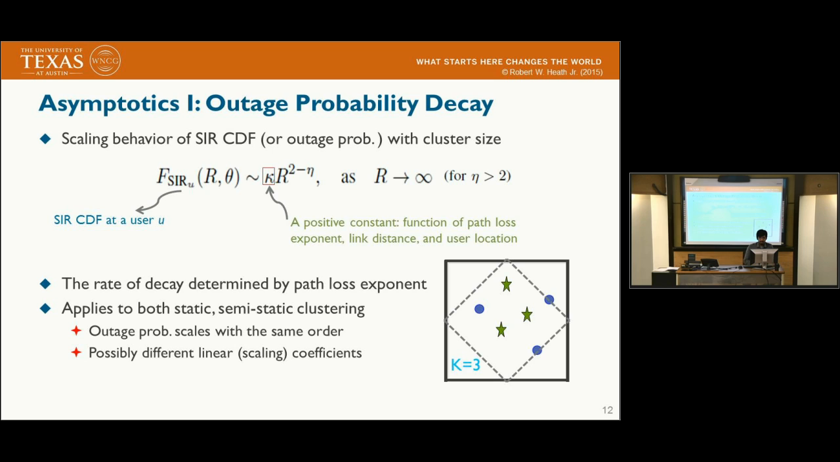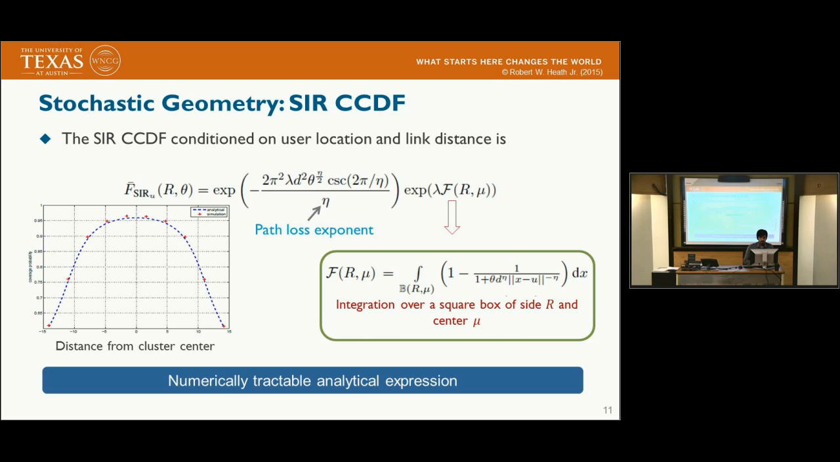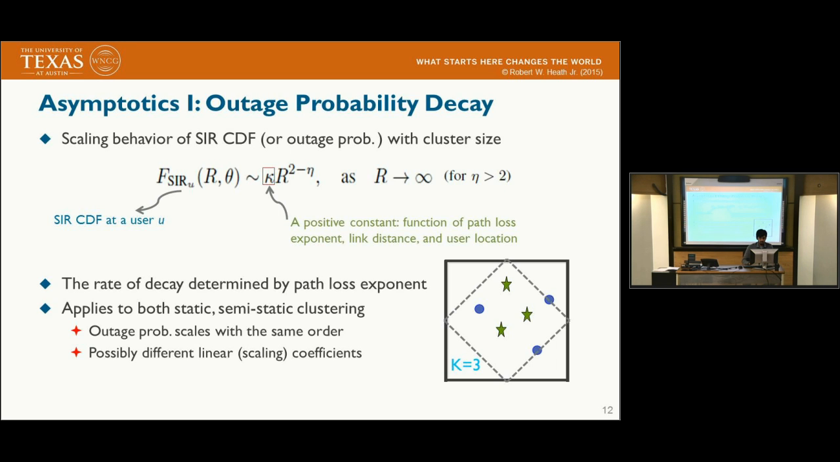And this result applies to both static and semi-static clustering, because the expression we derived on this slide corresponds to both static and semi-static cases. To summarize, the rate of decay of outage probability is determined by the path loss exponent, and it is applicable to both static and semi-static clustering. That is to say, the outage probability in both cases scales with the same order, however with possibly different linear scaling coefficients, which we denote by kappa here. It would depend on the path loss exponent, link distance, and user location.